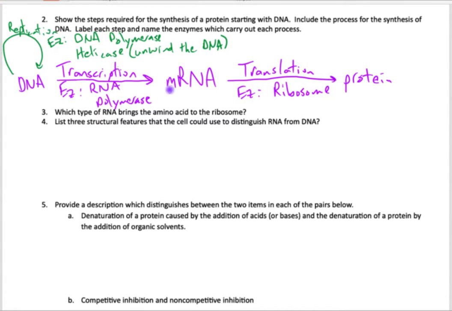Now we've seen one type of RNA here, messenger RNA. There's also a type of RNA called ribosomal RNA that's in the ribosome. And then the last type to be familiar with is the type that brings amino acids to the ribosome. This is called the transfer RNA.